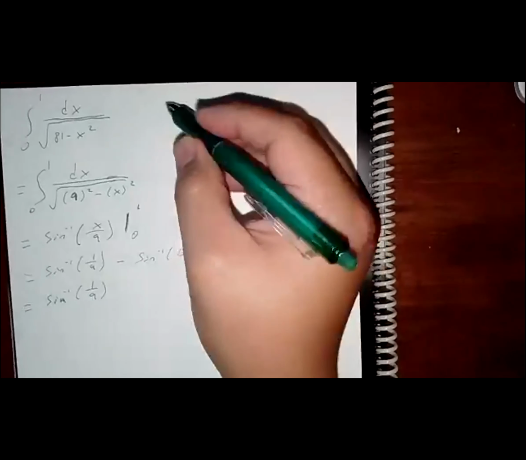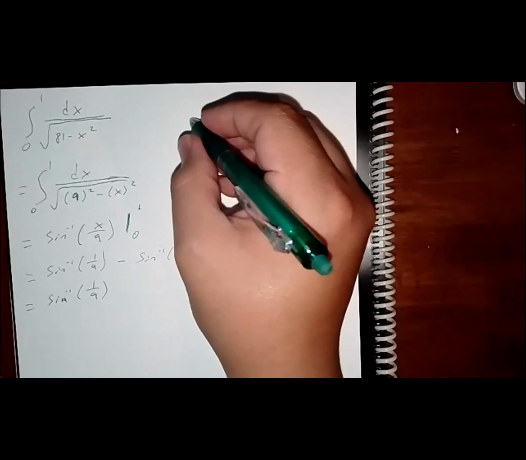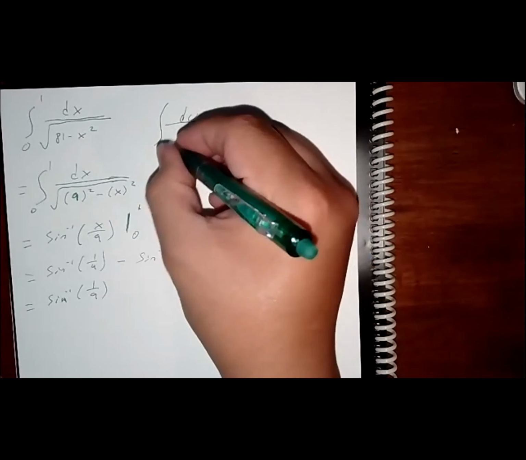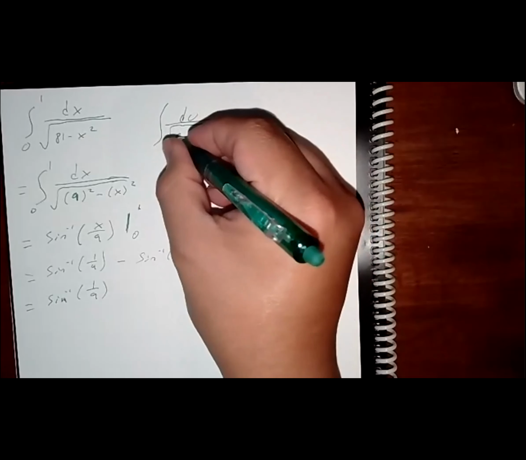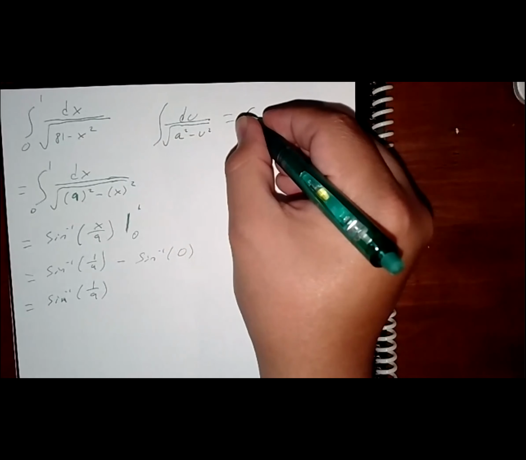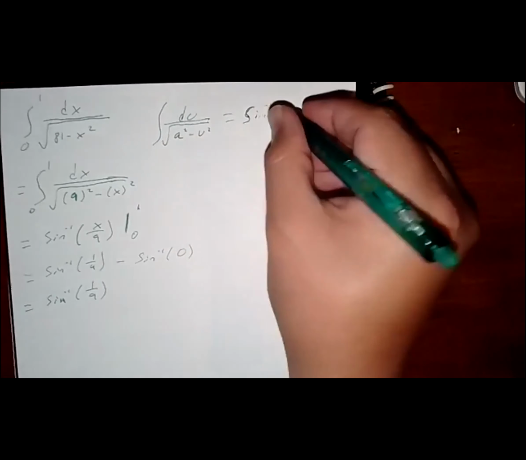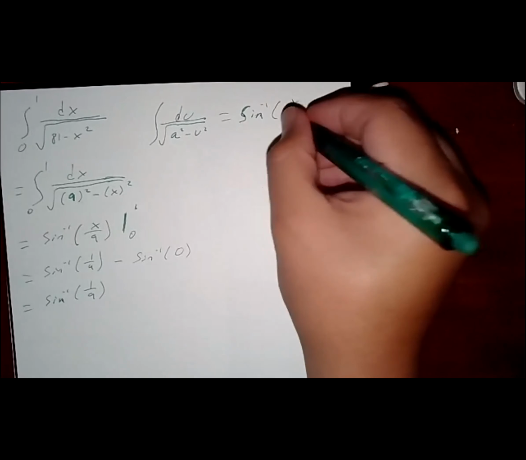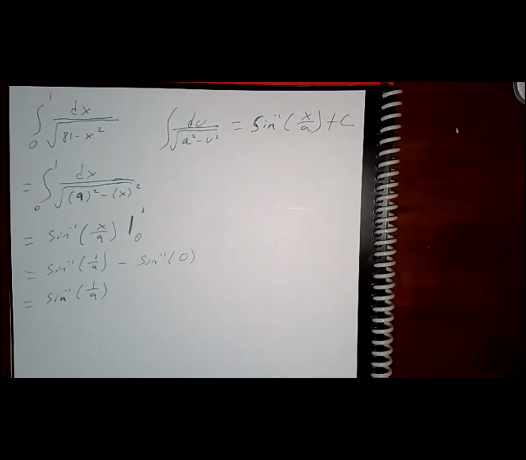So all we really did is use a formula, which is this guy here: the integral of du over the square root of a squared minus u squared is equal to sine inverse of x over a. So there was nothing weird in that question. You just had to know the formula.